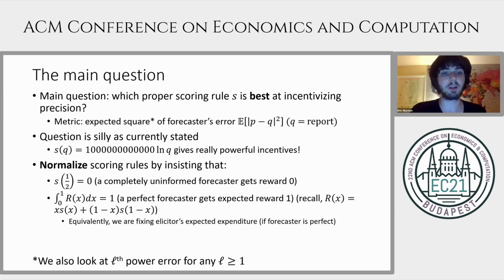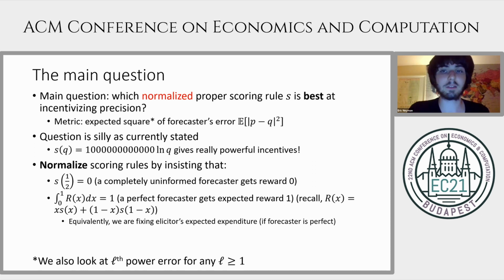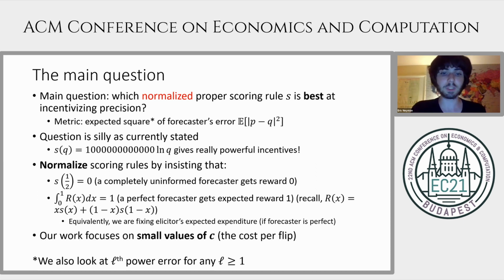So to make this question interesting and relevant, we will be comparing normalized proper scoring rules. We will normalize a scoring rule by insisting that an uninformed forecaster gets reward 0, and the expected reward of a perfect forecaster will be 1. And so now we can rephrase our question as, which normalized proper scoring rule is best at incentivizing precision? Specifically, our work focuses on the limiting case where the cost C per flip approaches 0.